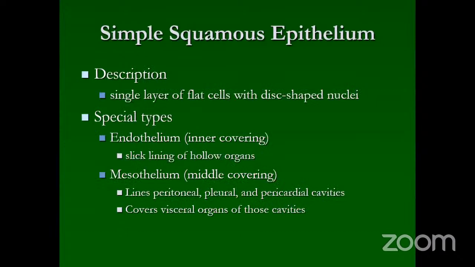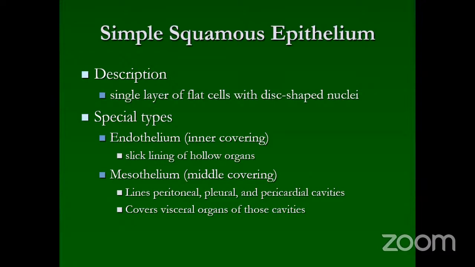So first we will look into the simple squamous epithelium. Simple means a single layer. Squamous means flat cells. So it is a single layer of flat cells with disc-shaped nuclei. Where is it present? It is present in the endothelium, that is the inner covering, which you can see in hollow organs.